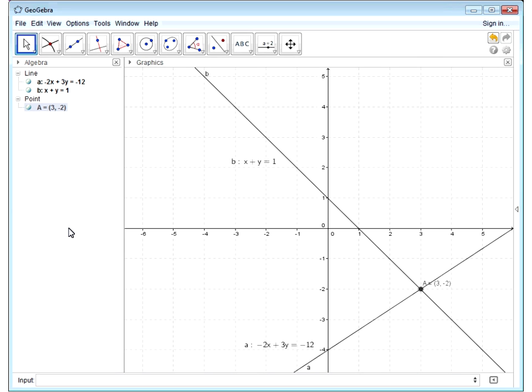So we can export that and put it into a Word document and everything like that. And I've got a couple tutorials on the blog on how to do that as well. So that's how we do it in GeoGebra. A bit easier, I think, to do it in GeoGebra, especially if you're like me and have a lot of trouble drawing straight lines freehand.